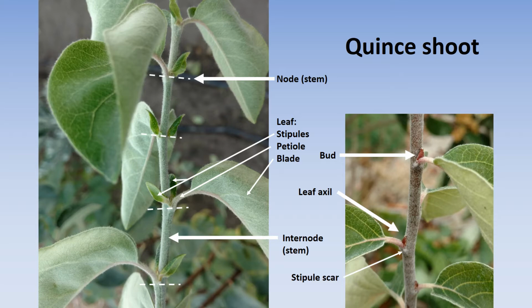Here is another view of the shoot. However, the stipules have fallen off. Note the leaf axil, which is the upper angle between the petiole and the stem. In the axil is located a bud, which is currently dormant. The shoot is composed of repeating units of internode, node, leaf, and bud. As you move closer to the tip of the shoots, internodes get shorter and leaves and buds get smaller.